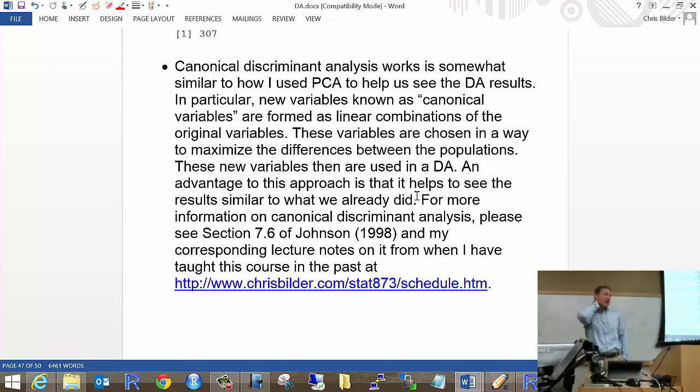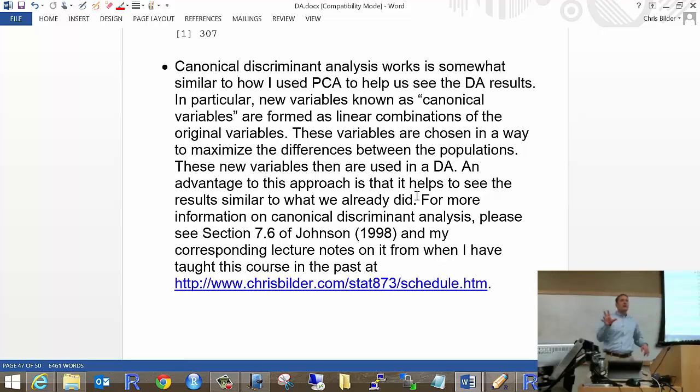I've taught this course now 6 times, and I've taught canonical stuff about 3 times, and I doubt I ever will teach it again, but I at least wanted to mention it to you because you might see other people use it. Simply imagine that you use principal component analysis first, and then apply regular old discriminant analysis to the principal component scores. To some respect, that's what canonical discriminant analysis does.